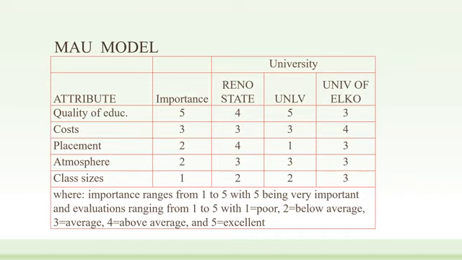And so you can see that on quality of education, UNLV scored a 5 out of 5, which is as good as you can get. Reno State got 4 out of 5, and the University of Elko got 3 out of 5. It turned out that in terms of cost, Reno State and UNLV were the same on cost, but the University of Elko was a little cheaper and so got a better score. In terms of placement, Reno got the highest score, followed by Elko, and UNLV got a very distant low score of 1, which is the worst it could have gotten. Atmosphere 3, 3, and 3. Class sizes 2, 2, and 3.